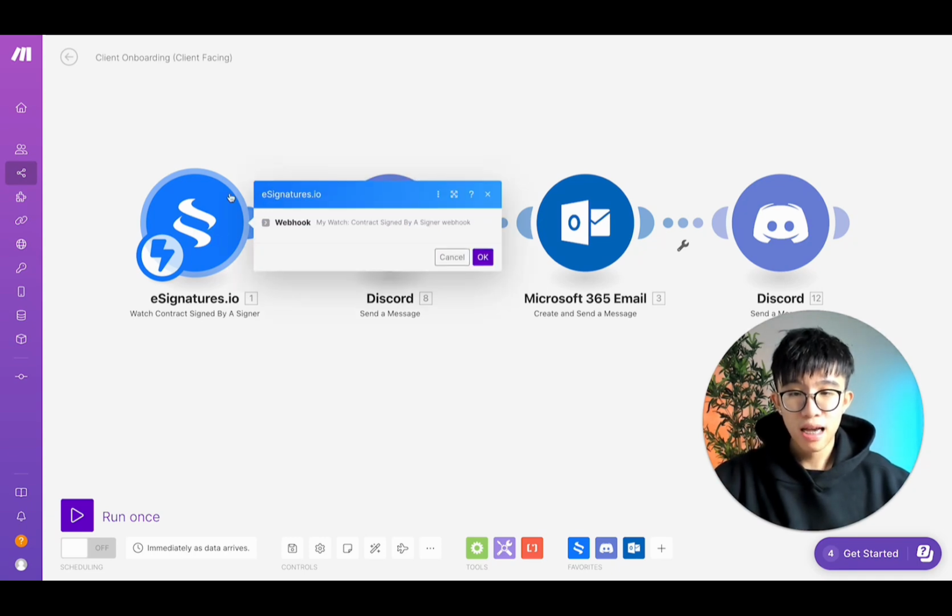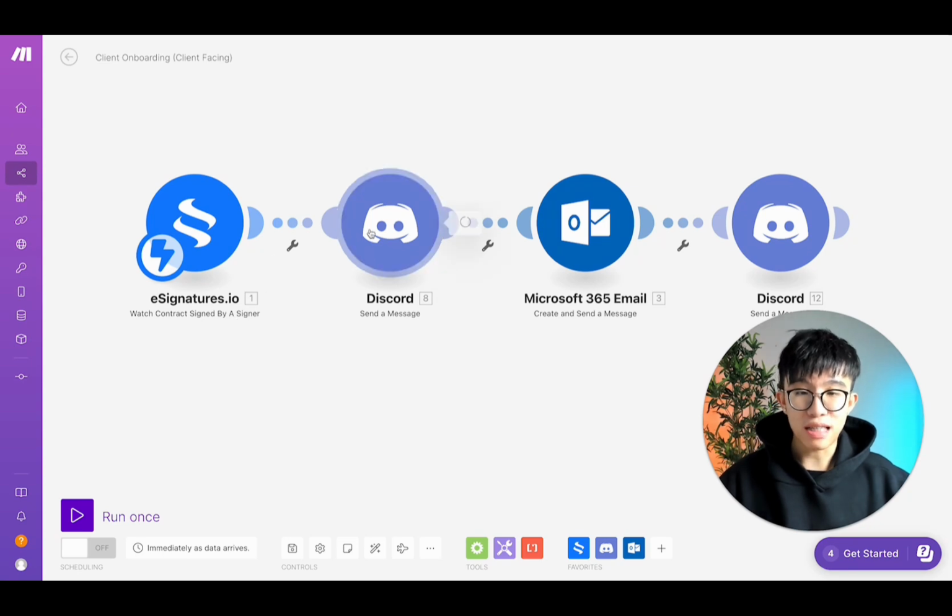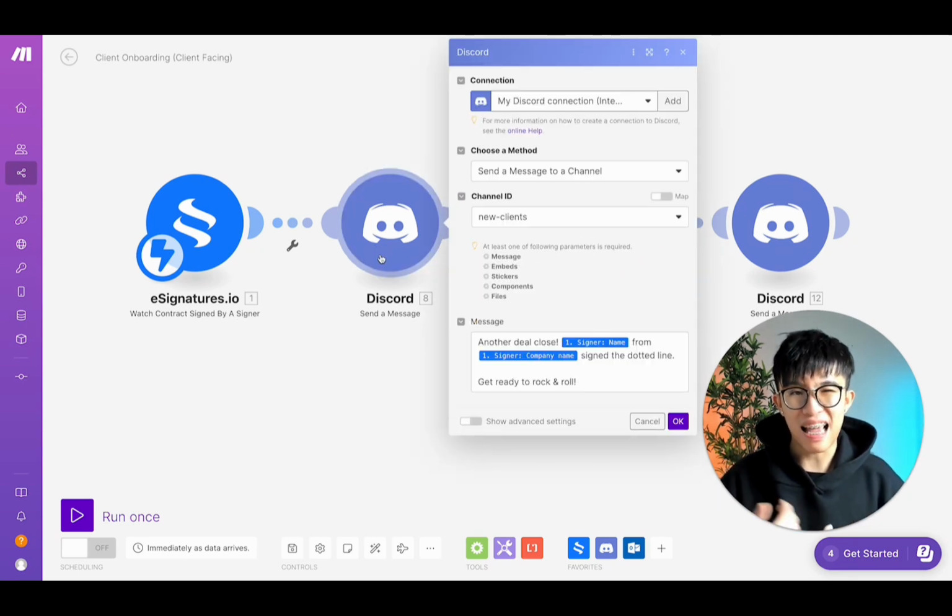And what we're doing is the first step is esignatures.io and watch for the contract to be signed by the signer. So once the agreement, the contract is taken care of, the very first step is inside my own business's internal Discord group. So obviously with the clients, we communicate on Slack, but for my own team to manage my own business for project management, I use Discord where all my team members are. This is kind of just an alert that I send inside to my own internal Discord.